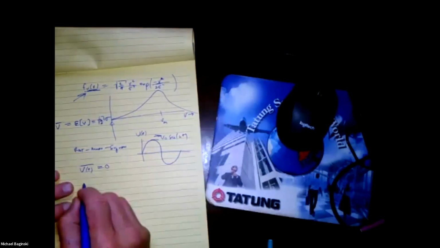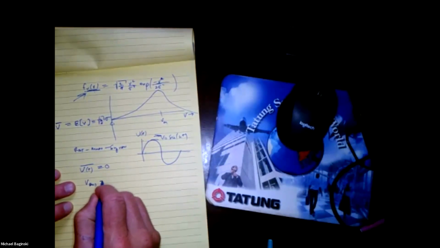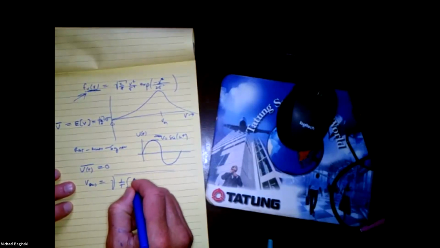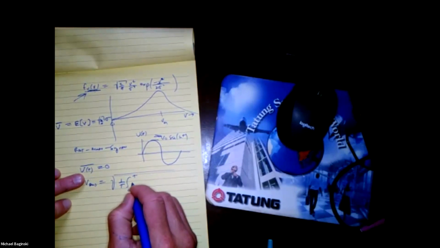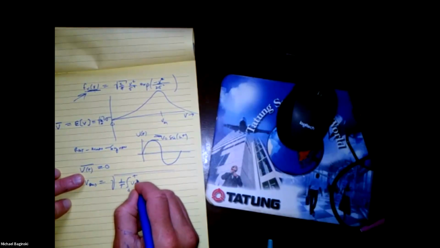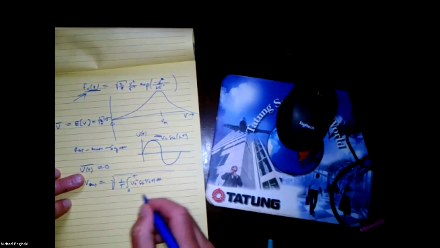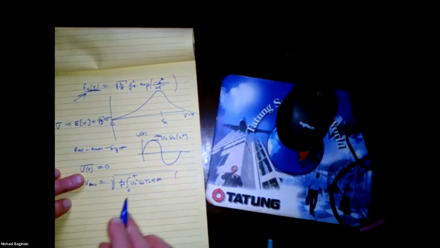Well, the RMS voltage, VRMS, is technically the square root of what? 1 over the period, of the integral from 0 to the period of the voltage V of t squared, or V naught squared sine squared of omega t dt over a period, right? And what's that going to be?